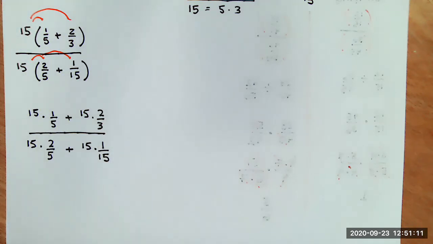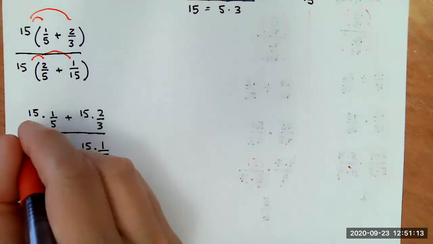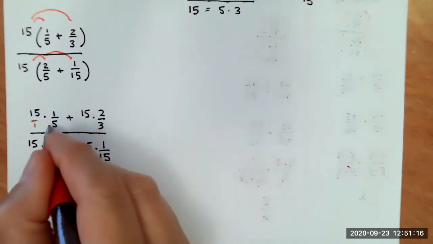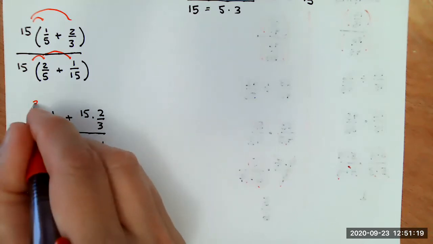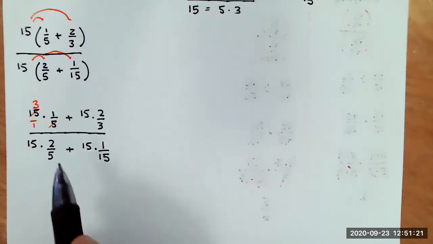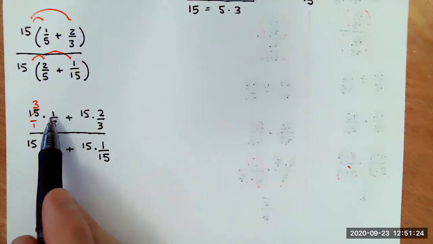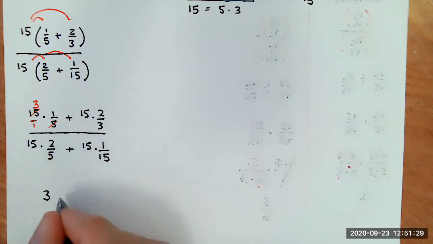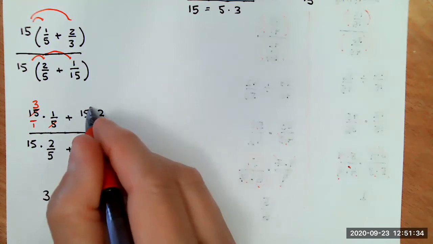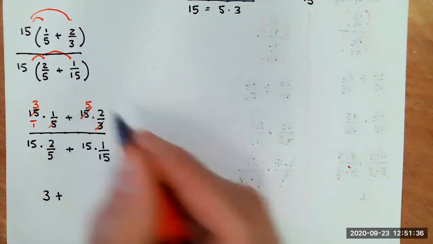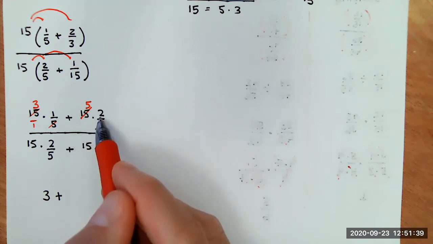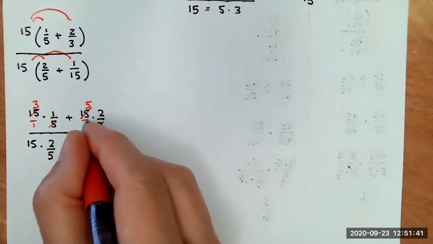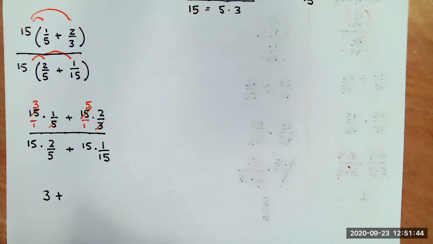Then you want to simplify. So this is 15/1. 5 goes into 15 3 times. 3 times 1 is 3/1. Let's bring down this plus. 3 goes into 15 5 times. 5 times 2 is 10. So this is 10/1, or just plain old 10.